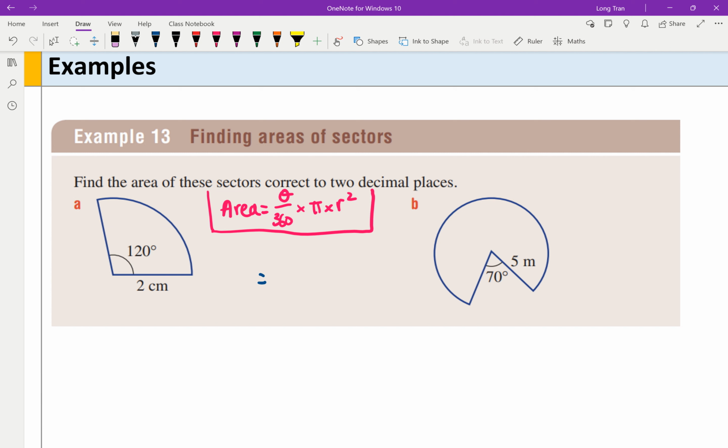What does it say about the over 360? Oh, that's called theta. That means angle. So whatever angle your problem has. Yeah. Spelt like this. Theta.